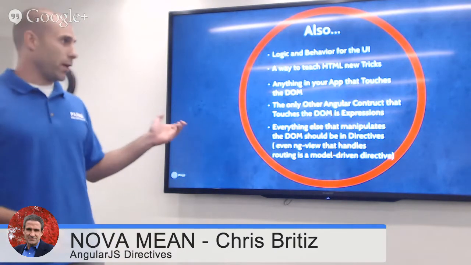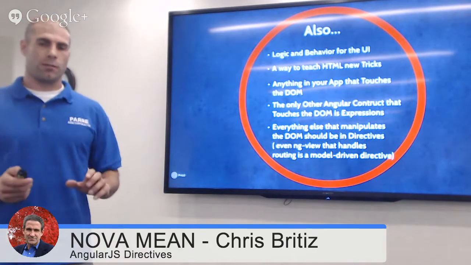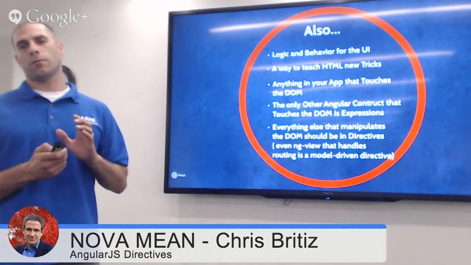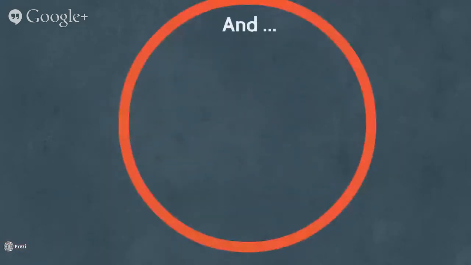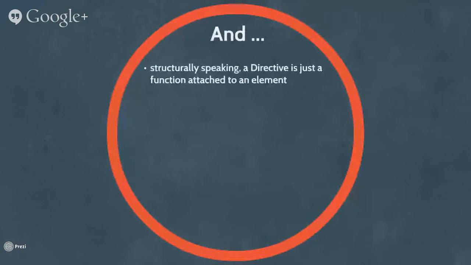Just for example, ngView is actually a model-driven directive, which just gets injected into your layout index HTML or whatnot. It's a directive that does just what we're saying here. Structurally speaking, a directive is just a function that is attached to an element. So if I have an element called button click, and then I have this linking function that says what to do when this element has an event called on it, whether a button is clicked or hovered over or something like that, it's just something to bind events to the DOM.